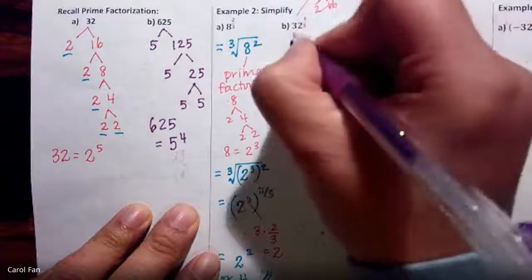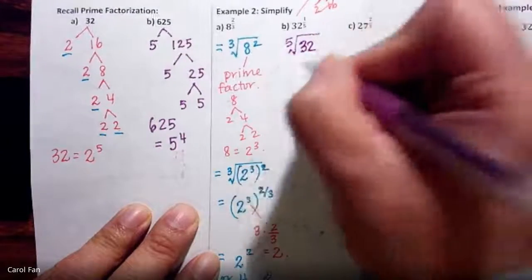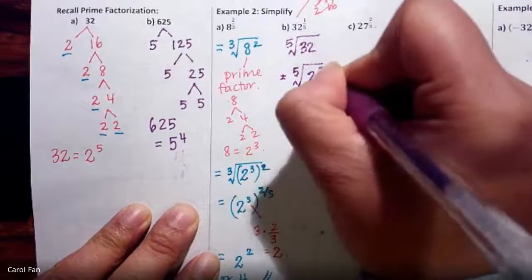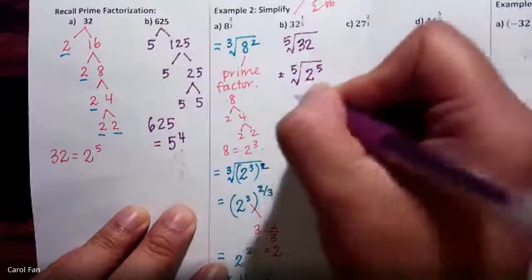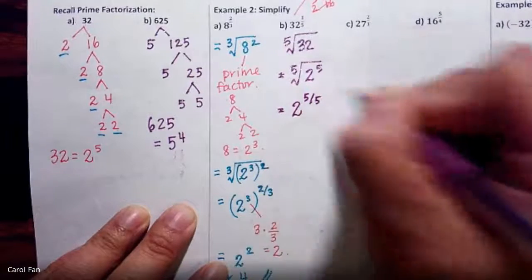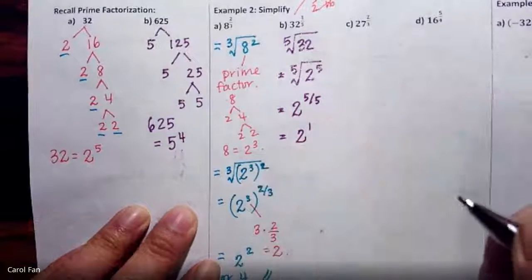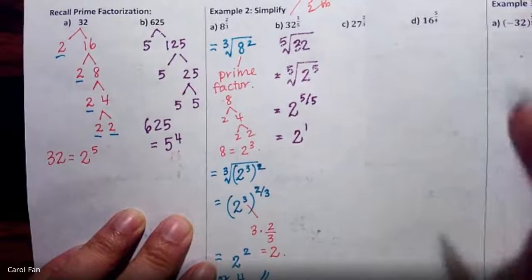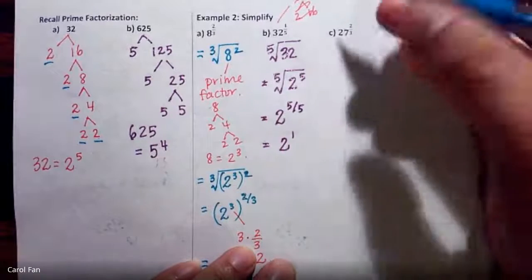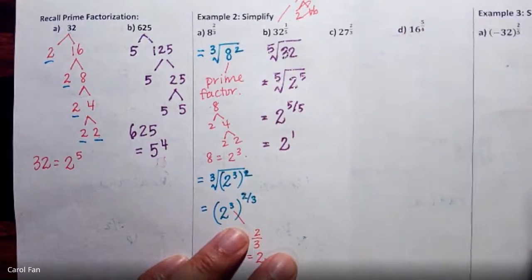So when I rewrite this, I have the 5th root of 32. This is equal to the 5th root of 2 to the power of 5. When I make it into power form, I have 2 to the power of 5 over 5. That simplifies to 2 to the power of 1. Great.